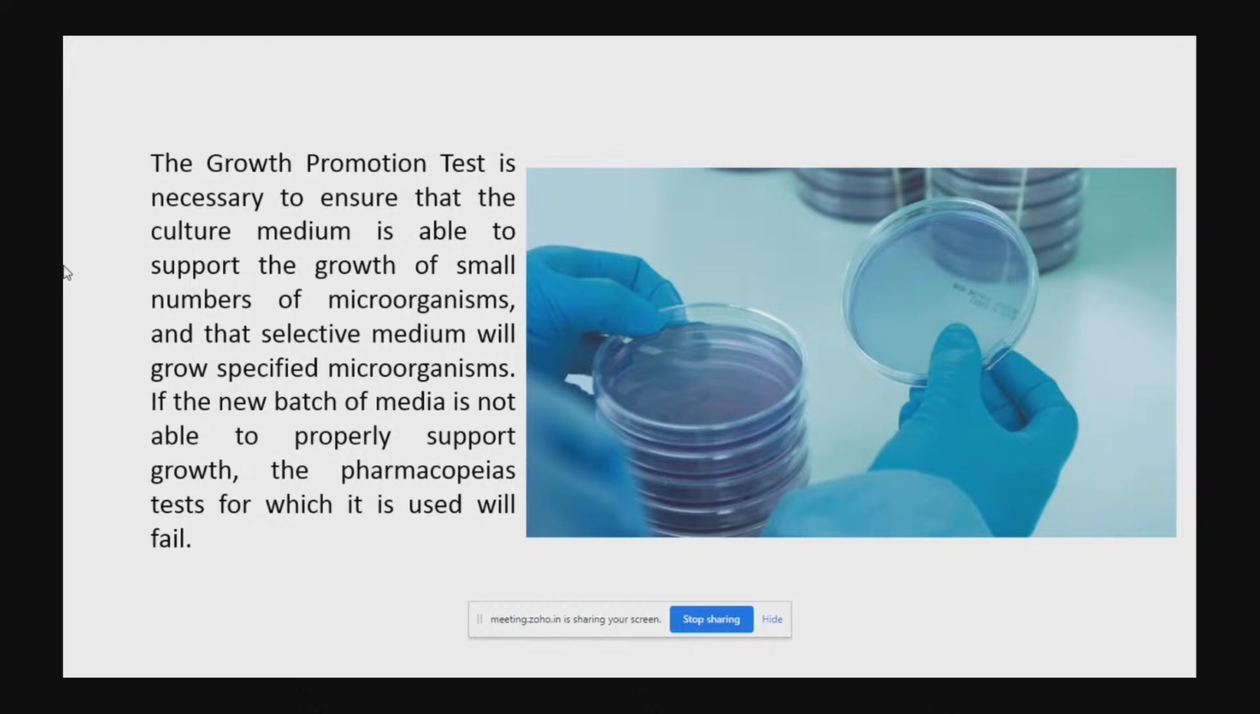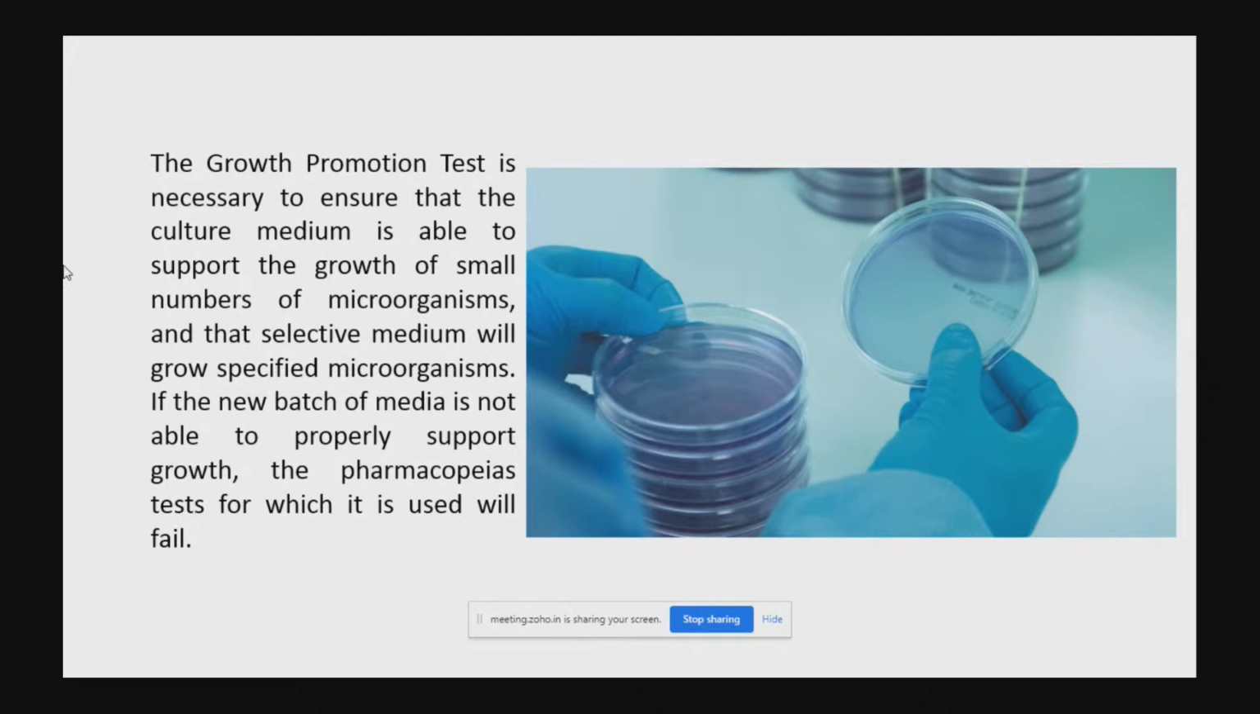So the growth promotion test is necessary to ensure that the culture medium is able to support the growth of a small number of microorganisms, and that selective medium will grow specified microorganisms. If the new batch of the media is not able to properly support the growth, the pharmacopoeial test for which it is used will fail.